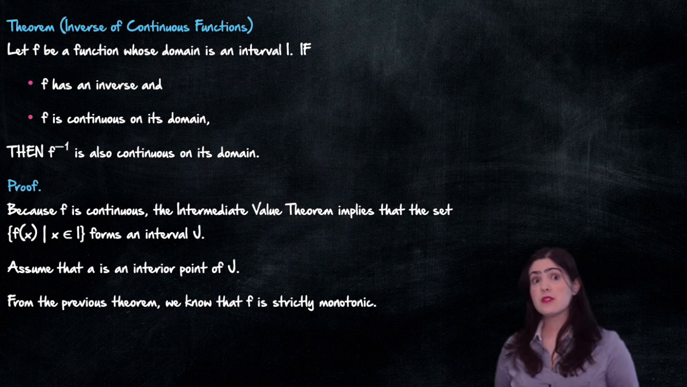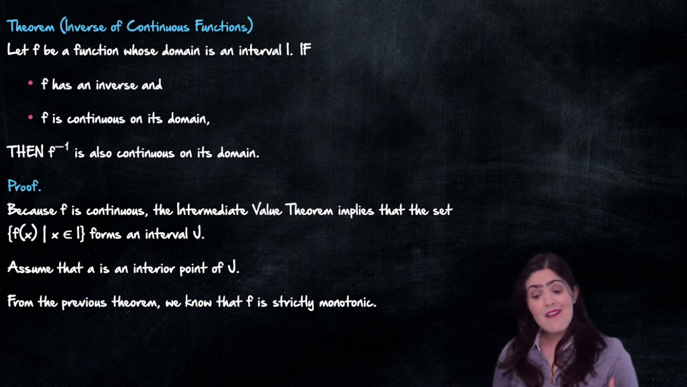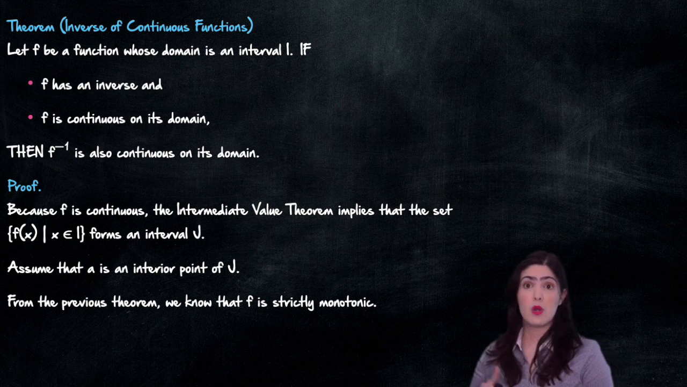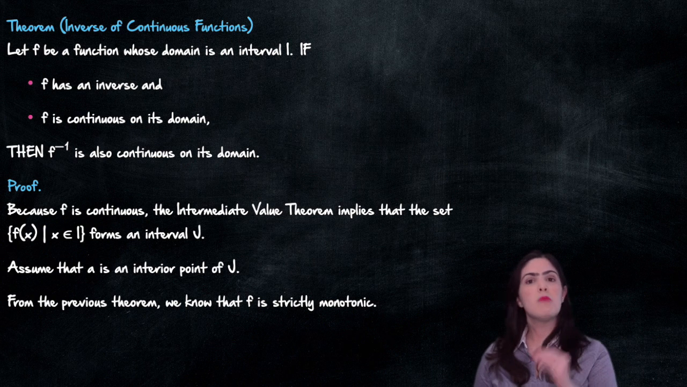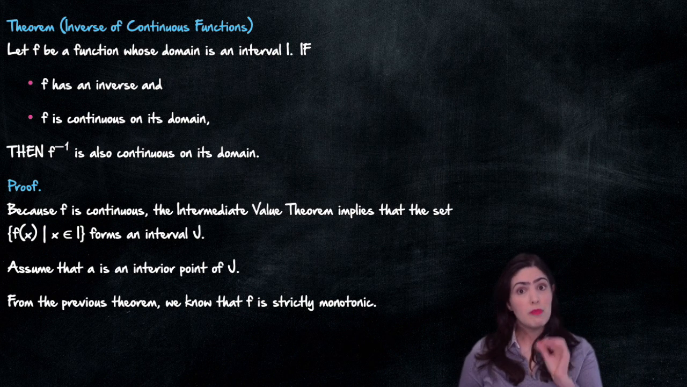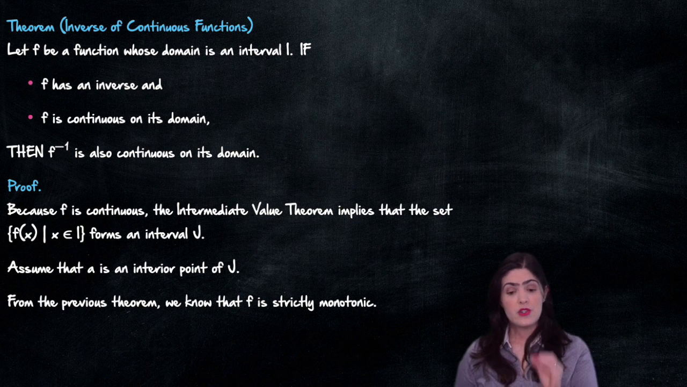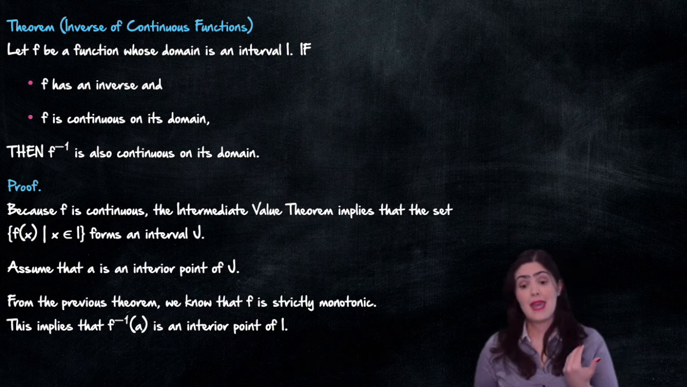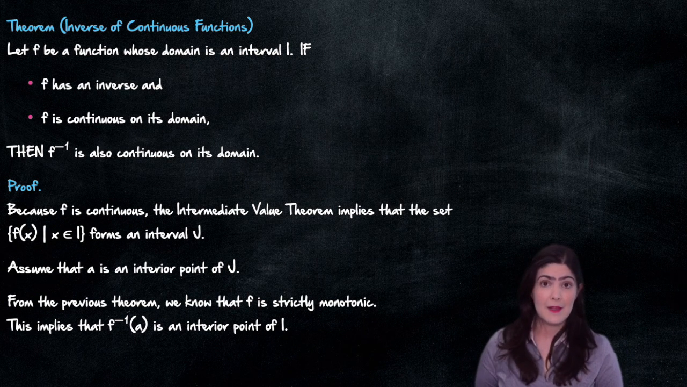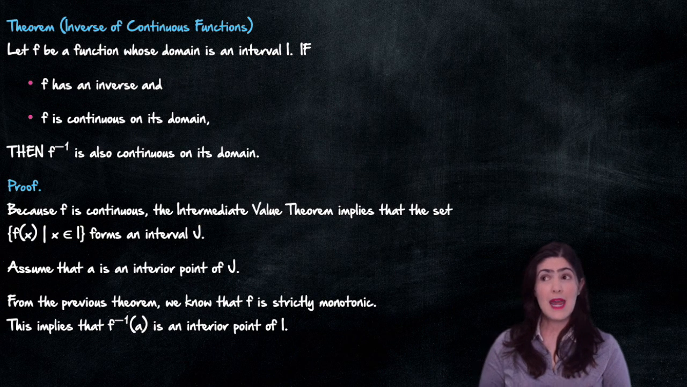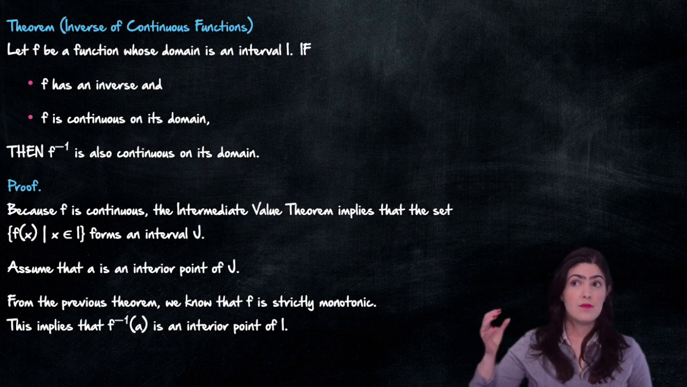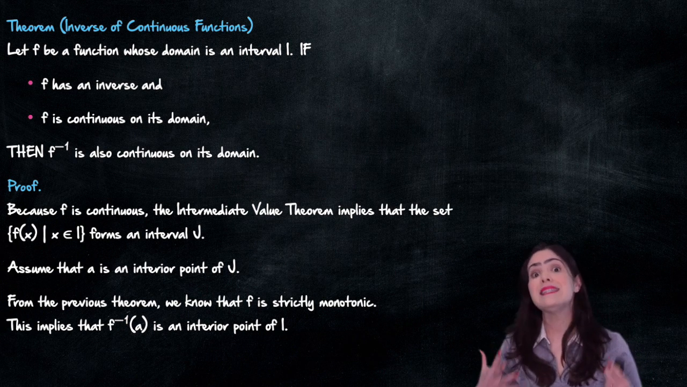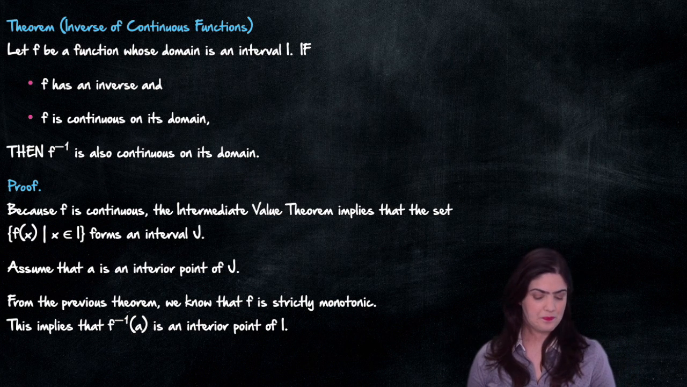Now, from the previous theorem, we know that f is strictly monotonic because we said that if a function is continuous and invertible, then it's strictly monotonic. But now, if my function is strictly monotonic and A is an interior point of my interval J, then that tells me that the pre-image of A has to be an interior point of I. Because if we were at an endpoint of the interval I, that would get sent to an endpoint of that interval, because my function is strictly increasing or strictly decreasing.